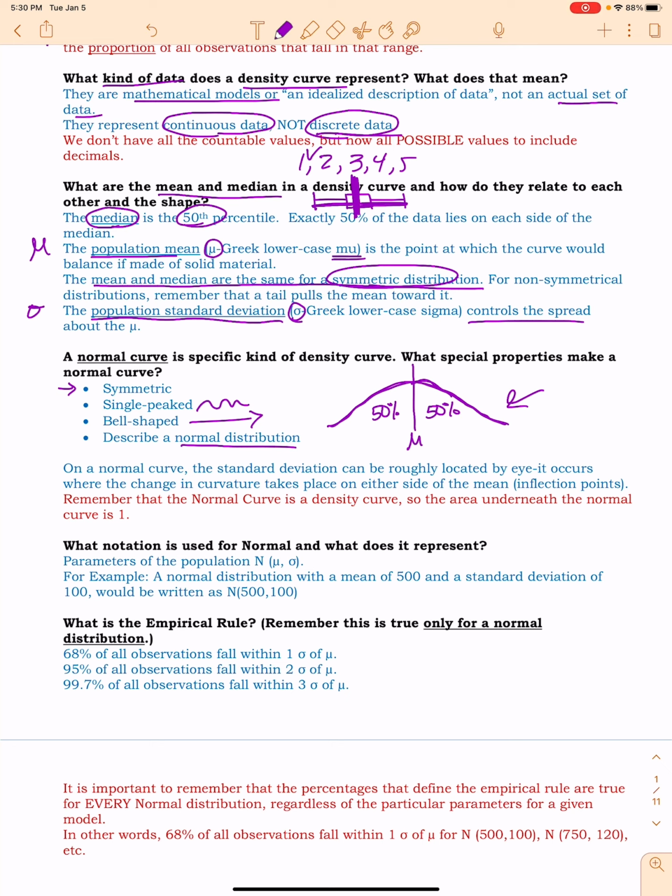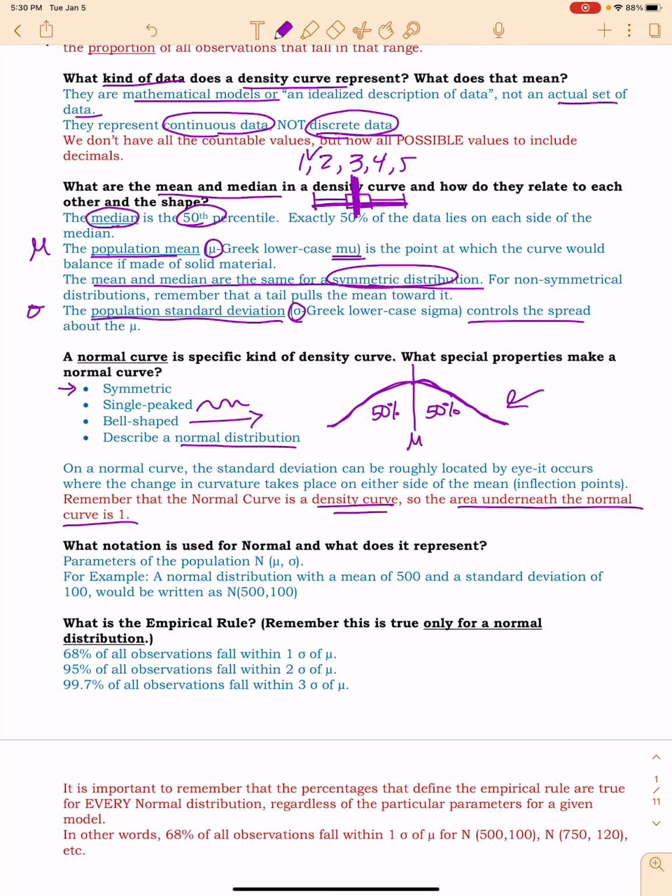Okay, the other thing we need to always remember about our normal curve, since it is a density curve, is that the area underneath it is always 1. I cannot emphasize this enough. Please remember this. The area underneath the normal curve is always 1. When, Miss Griggs? Always. Yeah, for real.